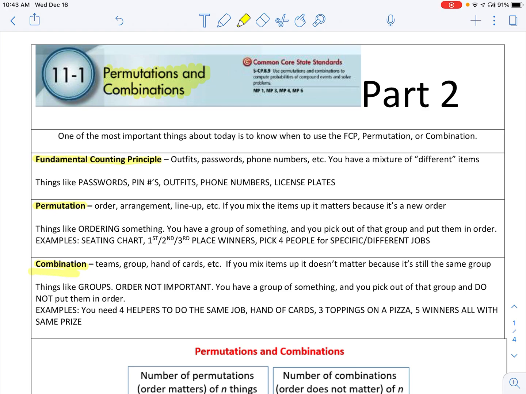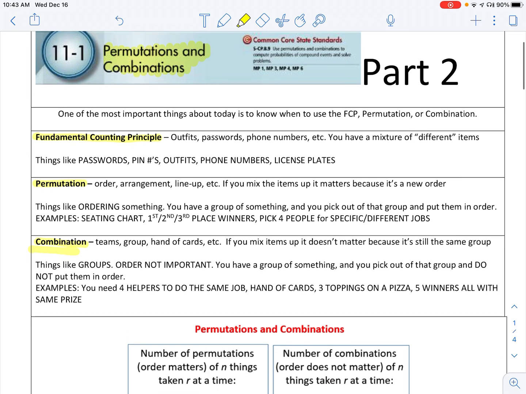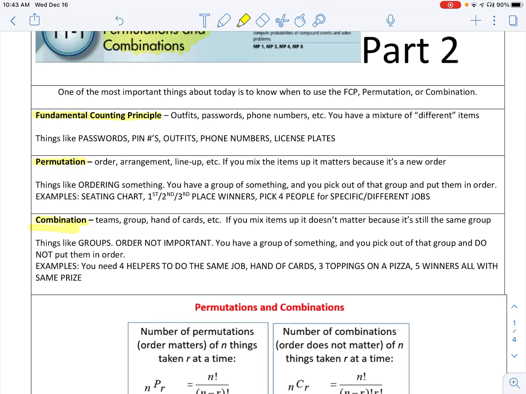And then we move to a combination. A combination is just groups. You're still having an overall group, like maybe you have 50 people, but you're just looking to pick four of them. Not for anything specific or different, but maybe you just need four people to help you do the same job. Or you have a group, but the four or the five or the six or all 50, however many you're picking, it doesn't really matter the order in which you pick them. So if you have 12 different toppings on a pizza and you want to pick three of them, that's a combination because you don't really care about the order that you put the toppings on your pizza. You just care about the different ones that are going on your pizza.